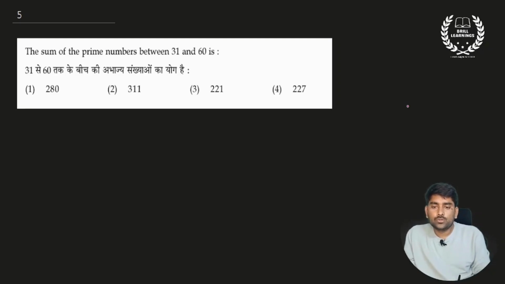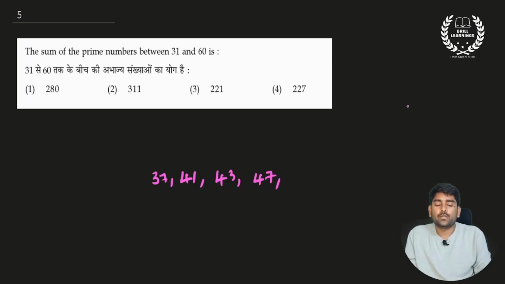Write down. So 31, 32, 33, 34, 35, 36, 37. Next 38, 39. 39 is the multiple of 13. So 40, 41. Okay, it's a prime number. 43 is also a prime number. 45, 46, 47. Yes, it's also a prime number. 48, 49. 7 sevens are 49, so it is not a prime number. 50, 51. 51 is also not a prime number. It is the multiple of 17.